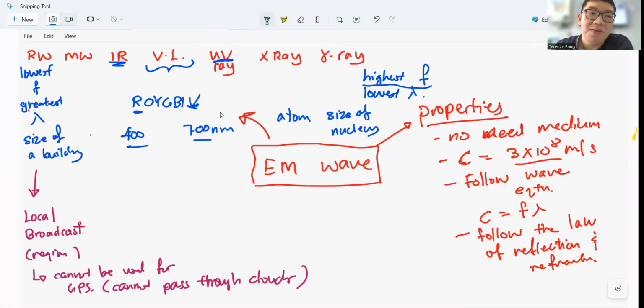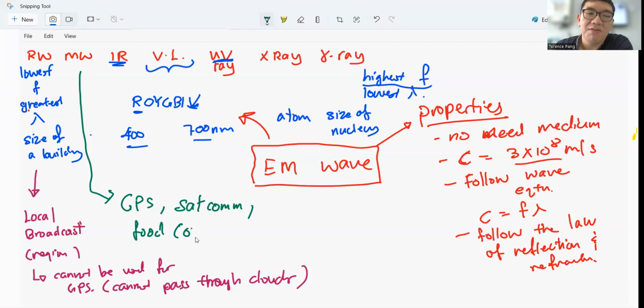So what is being used for GPS? Microwave. Okay, GPS, satellite communications. What else? Microwave oven. Heating up food. Microwave oven.